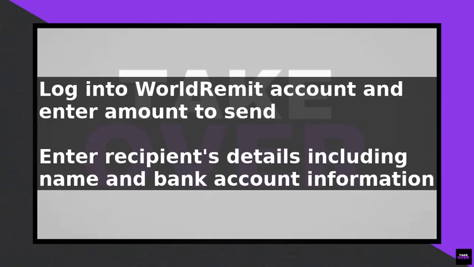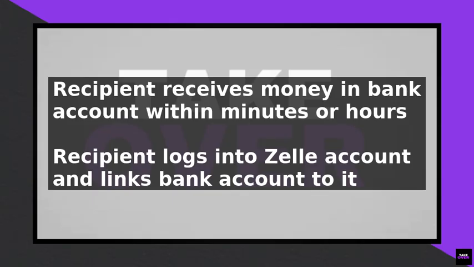Send money using WorldRemit by logging into your WorldRemit account, entering the amount you want to send, selecting the country and currency of the recipient, and choosing the payment method. Then enter the recipient's details, including their name and bank account information. Once you have sent the money, the recipient will receive it in their bank account within a few minutes or hours, depending on the transfer speed you chose.